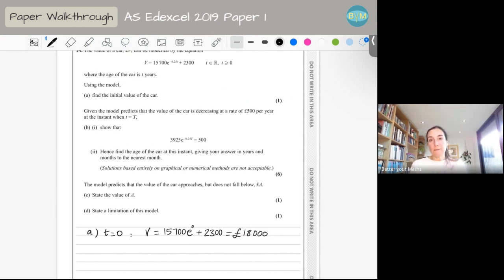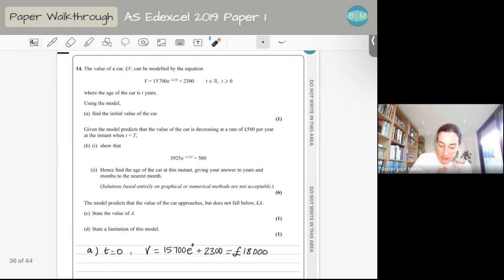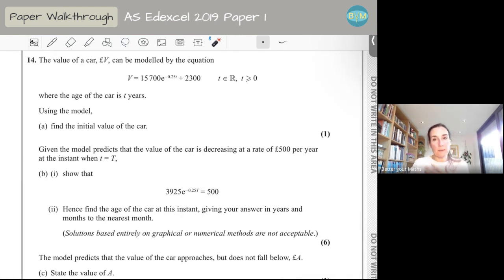So this is the initial value. I just substitute the t by 0, and I just find b. And be careful, because sometimes in this case it's just b in pounds. Sometimes they say in thousands of pounds, so be careful with those little things that can make your answer wrong.